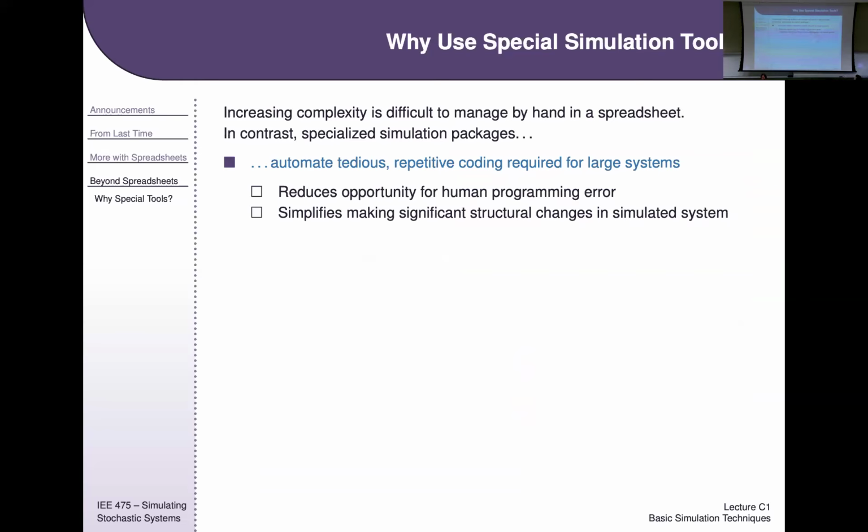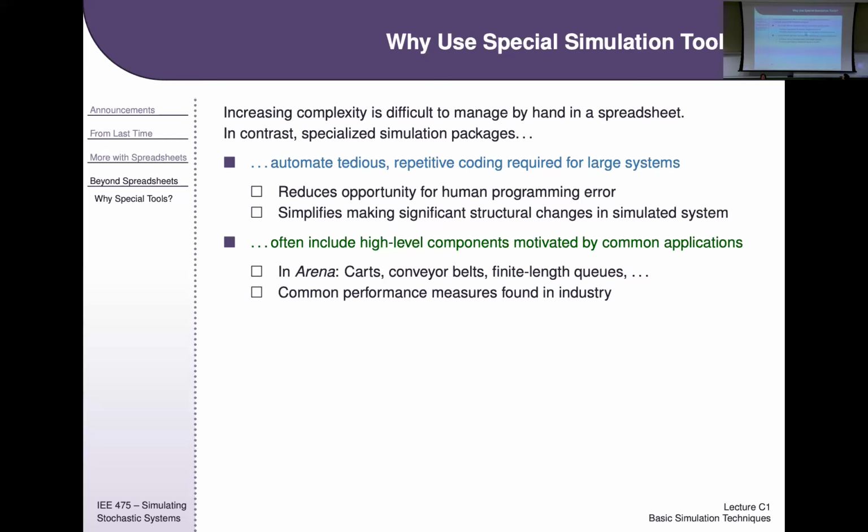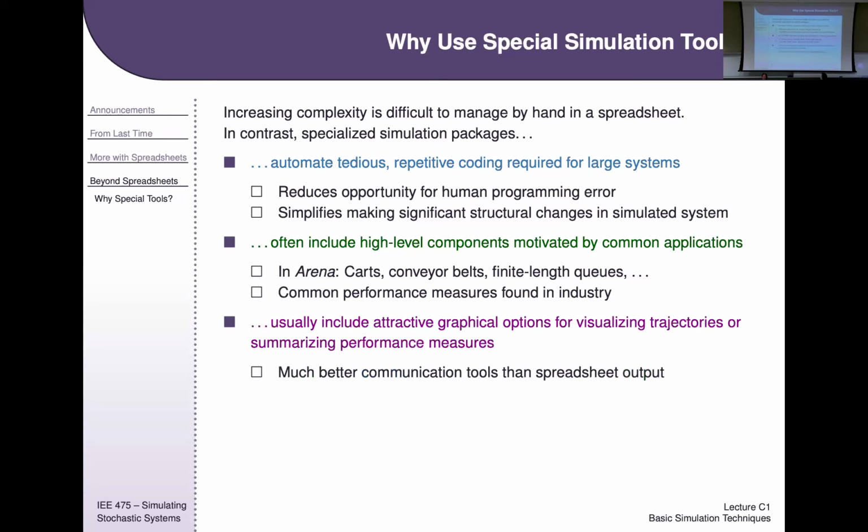They automate tedious repetitive coding, hopefully reducing errors. They often include high-level components motivated by common applications. So in Arena, they know that the industry out there frequently is modeling manufacturing systems with Arena, so there's a bunch of pre-built manufacturing system modules you can just drag in and use. You don't have to build everything from scratch. So that's kind of nice.